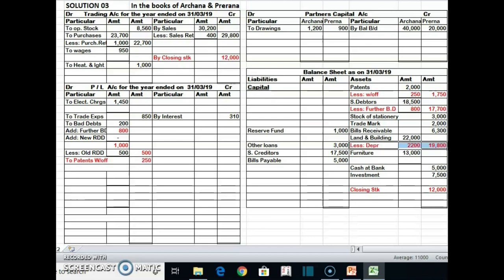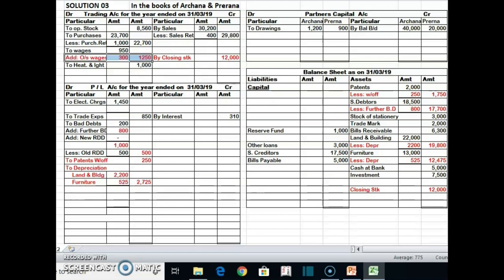Next adjustment, depreciation on land and building, less from land and building on the asset side of balance sheet. Second effect, profit and loss account debit side. Furniture less depreciation 525. Second effect, profit and loss account debit side.